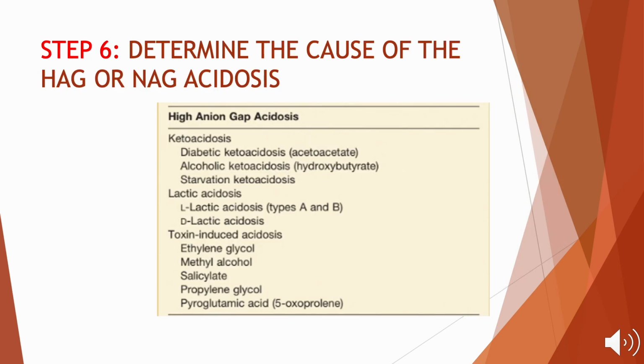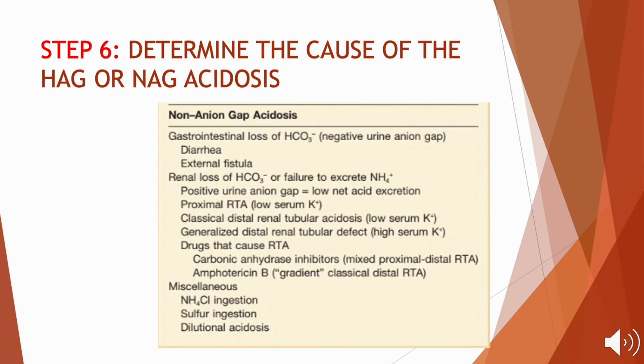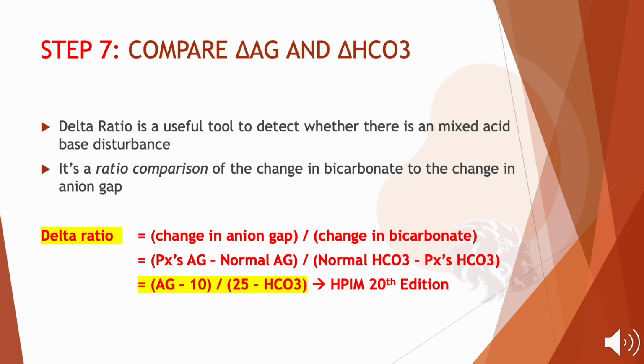The next step is to determine the cause of the high anion gap or the non-anion gap acidosis. For the high anion gap acidosis, the following are the possible causes. Here's the table for the non-anion gap acidosis causes. In a patient with high anion gap, we should compare the delta anion gap and the delta bicarbonate. This is what you call the delta ratio.